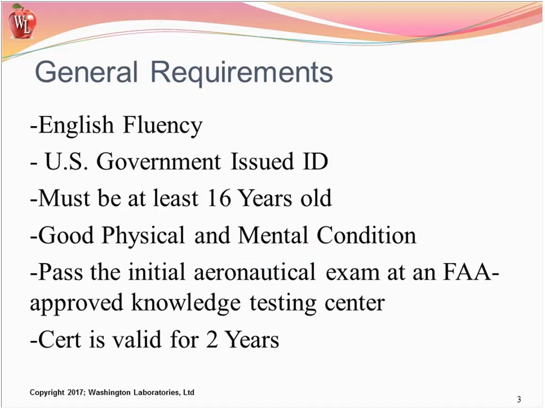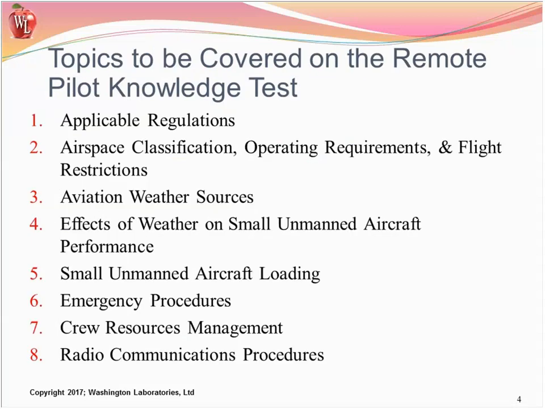So here are just some basic topics that were on the exam. Applicable regulations, airspace classifications, operating requirements, flight restrictions, aviation weather sources, and the performance factors of different weather, small unmanned aircraft loading. And basically what that is, if you're taking a turn at 30 degrees, you have to go down to a load chart and find out your load factor. And what the UAV or UAS system is really actually experiencing would be 22.8 pounds.